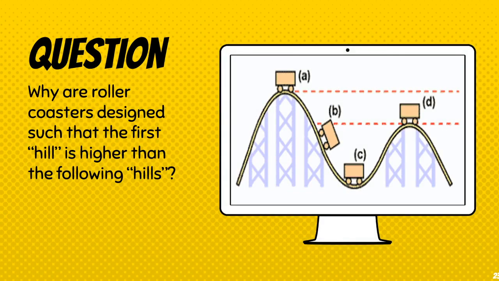Now, if you're a fan of roller coasters, and if you've been on a roller coaster before, you probably realize that the first hill of the coaster is always higher than the following hills. Why is that? This is something for you to think about, so that the next time you're on a roller coaster, even if you're oblivious to it, you'll be more aware of the surroundings and realize that the first hill is higher than the following hills. Is there a reason for that? I leave you with those two questions.